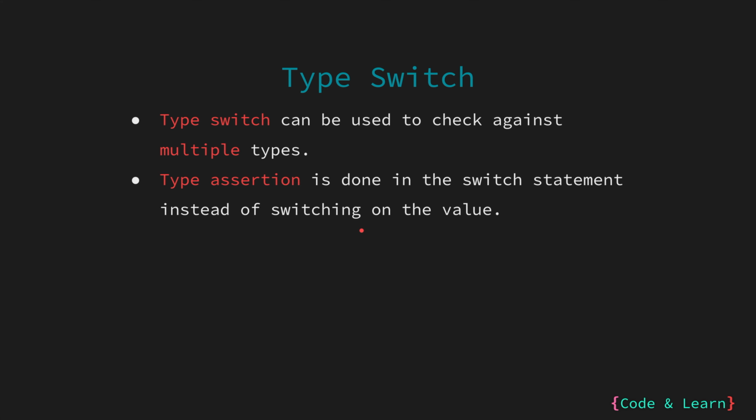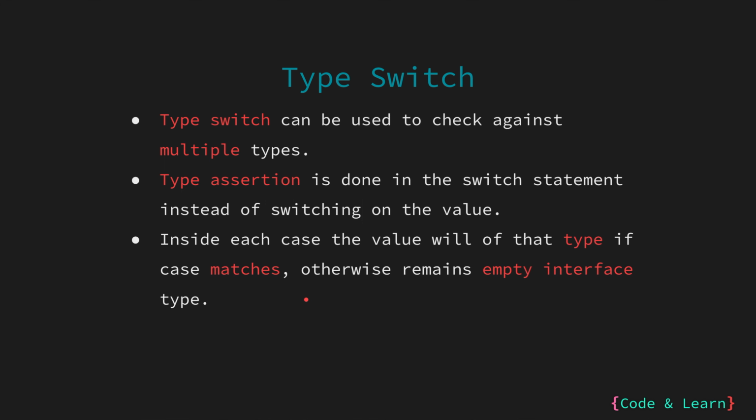Type switch is just like the switch statement. The type assertion is done in the switch statement itself and cases are used to match for the type. Inside the case statement, the type of the newly assigned variable will be that of the case. It is better understood with an example. So let's have a look at one.